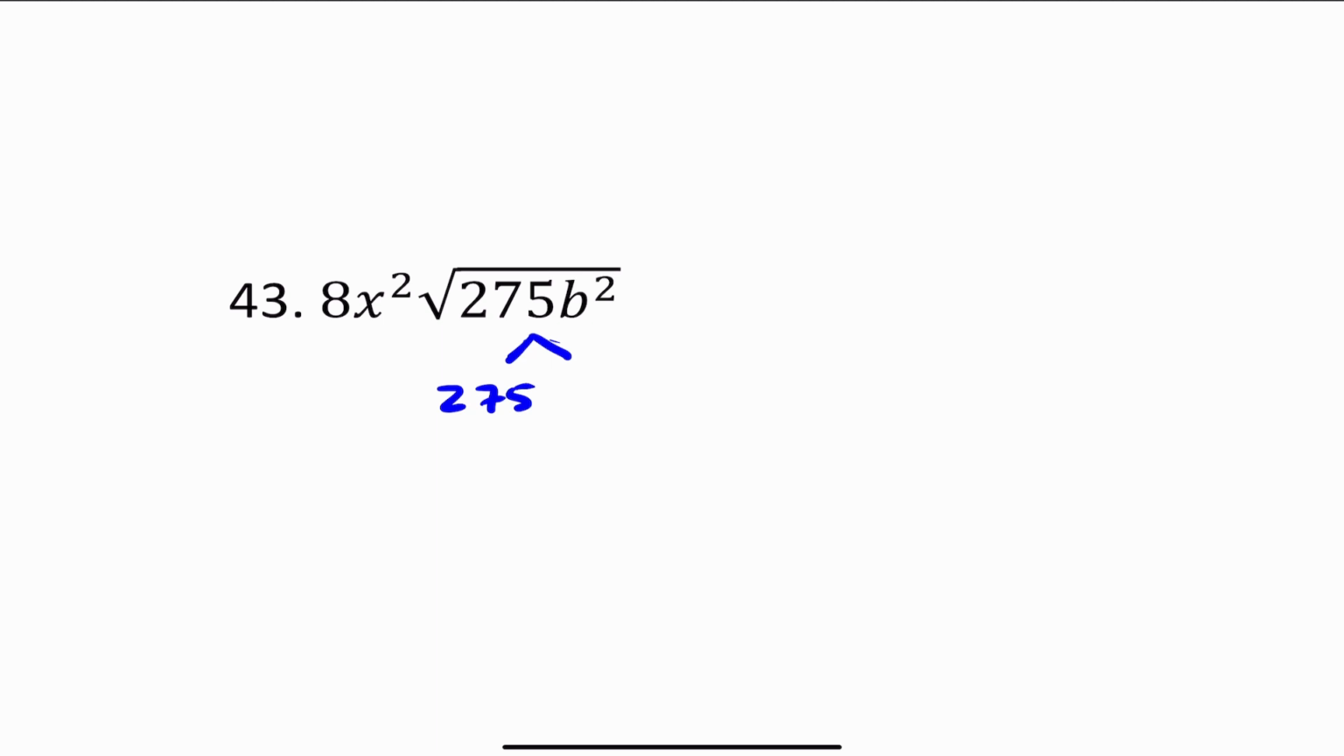So I have 275 times b squared, okay? And know that b squared is the same thing as saying b times b. So I'm going to circle that, and I'm going to leave that alone for now. And then this 275, essentially, that looks like I can break that up, because I know that 25 goes into 275. Do I know how many times? Well, I have no idea. So put in the calculator, 275 divided by 25. So I got 25 times 11, okay?